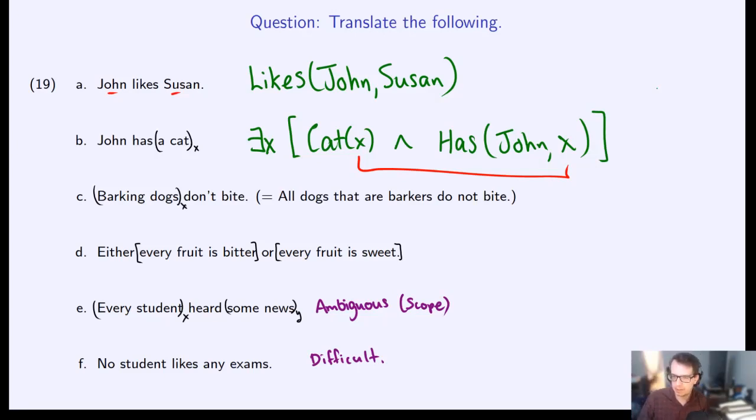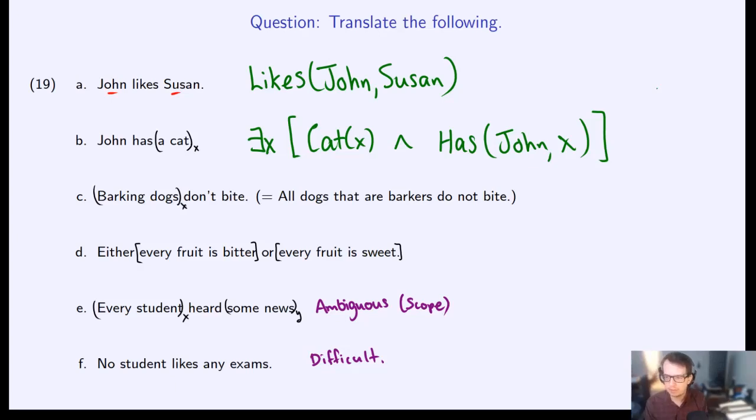Okay, the next one, barking dogs don't bite. I gave you a paraphrase of this. We have this ing here, which looks a little bit different from an adjective, but we can just treat it as an adjective here. So barking dogs, every dog that barks doesn't bite. So we could pull this out and get all barking dogs, X doesn't bite.